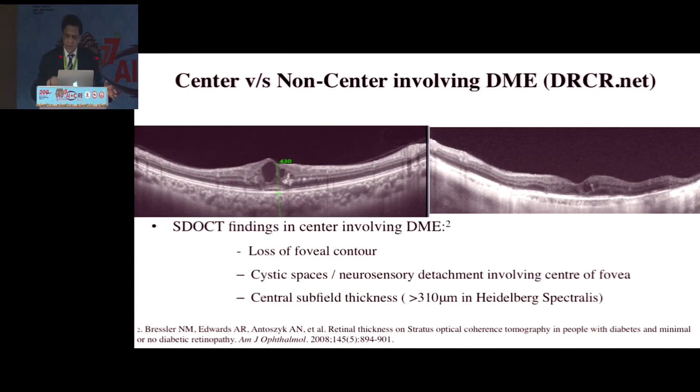So this is the central involving edema on the left, and this is the non-central involving edema. You can see the cystic space is a little outside. The foveal dip is maintained. And also look at the outer bands, and there's a small serous detachment over there. So these kind of patients require anti-VEGF therapy.